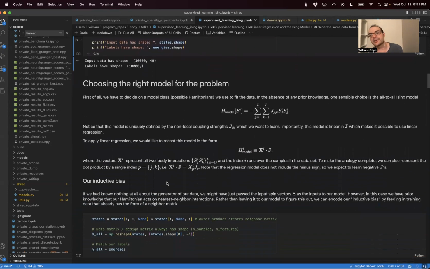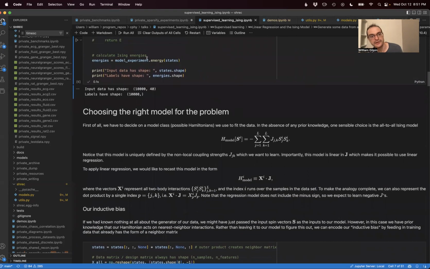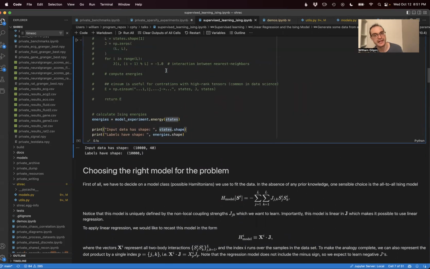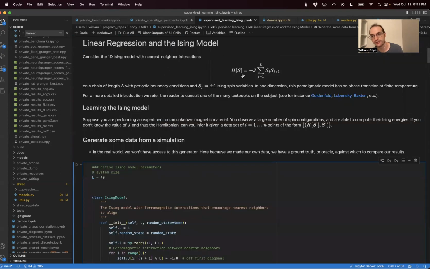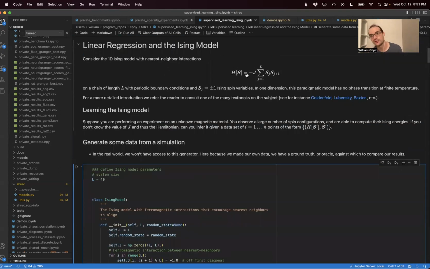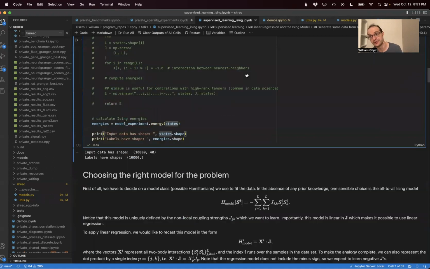So we want to pick the right model that, given just the observation of energies and given observations of the microstates, it can learn to approximate this functional relationship. So then if I give it a new microstate, it'll give me the correct energy.